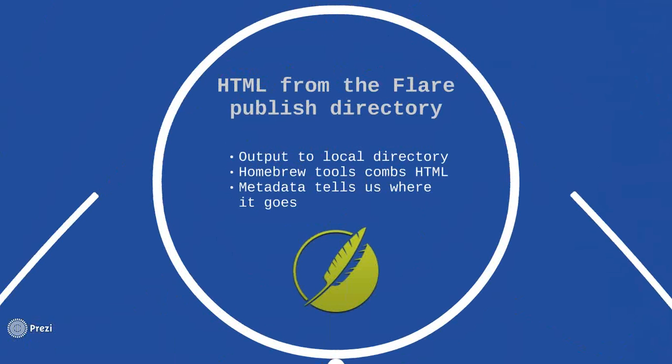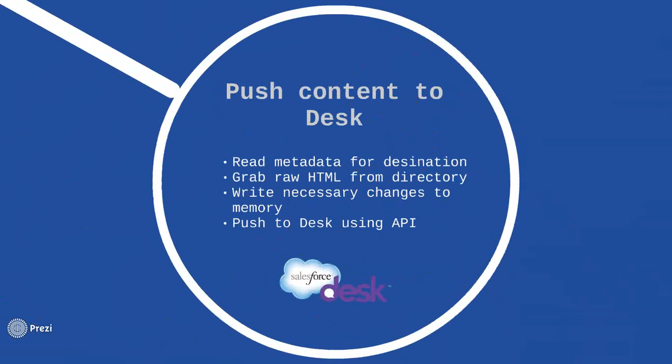about the article. What type is it? What's the article number? Things like that. So after it comes through the directory, we use it to push content to Desk. So once it reads the metadata from the article, it'll grab the raw HTML from the directory, and then it'll write necessary changes to the memory.